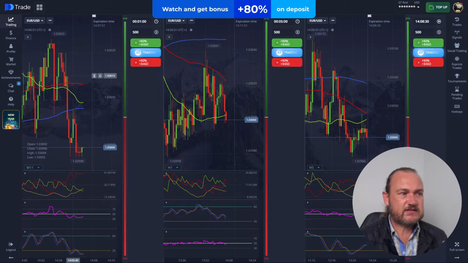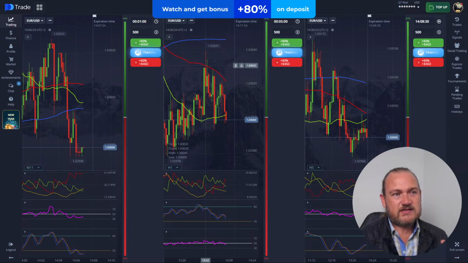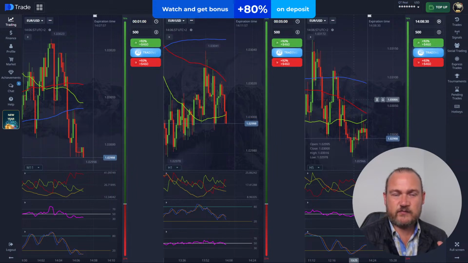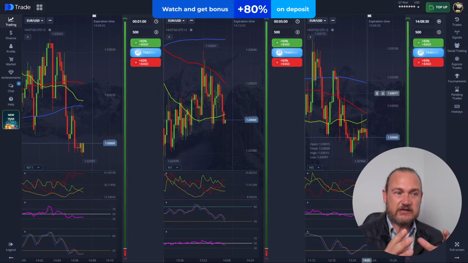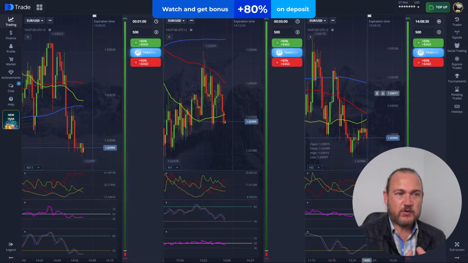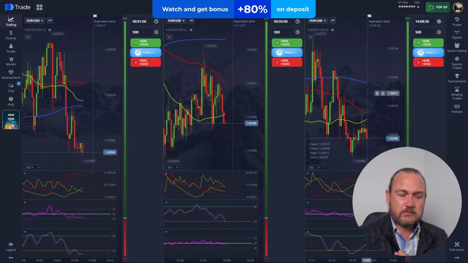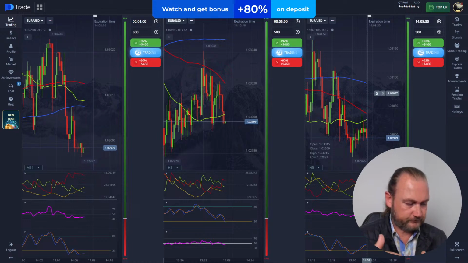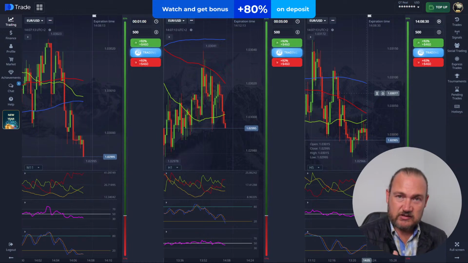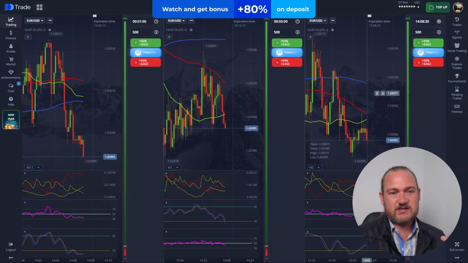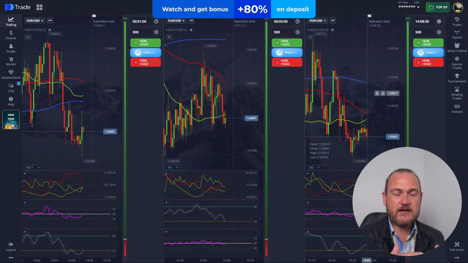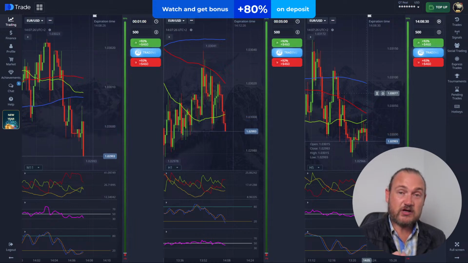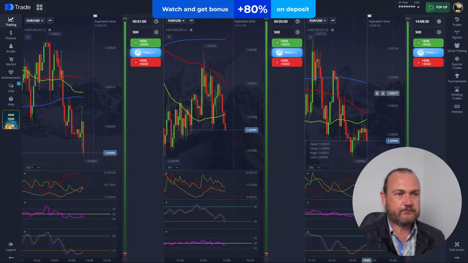On the left-hand side, this is a 10-second chart. This is a 1-minute chart, and this is a 5-minute chart. The idea is we're going to use our 1-minute chart, the center chart, to make our trading decisions. We're going to use the 10-second chart on the left-hand side to try and get a bit more accuracy with our entries. And we're going to use the 5-minute chart to get a broader overview of what's going on and keep that in mind.